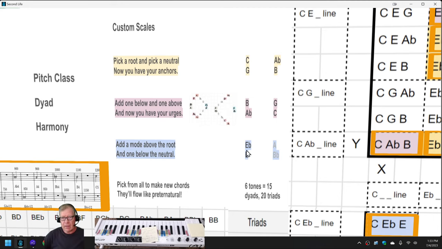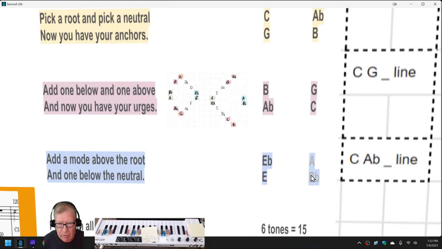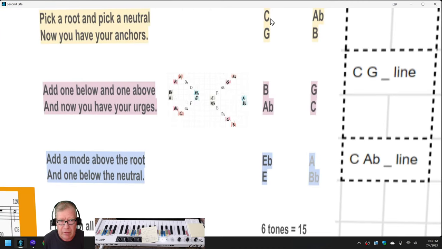But we digress. Now, the difference is here on the right-hand side for this one, we decided to rotate this so the A and the B flat ended up on the right-hand side and they've become the modes, which are blue. The D and the C, which used to be urges, or whatever they used to be. The G and the C, which used to be roots and neutrals, are now urges, and the A flat and the B, which used to be urges, are now root and neutral.